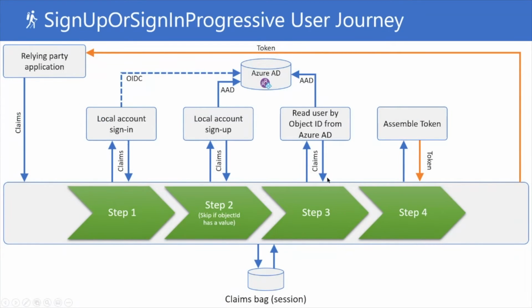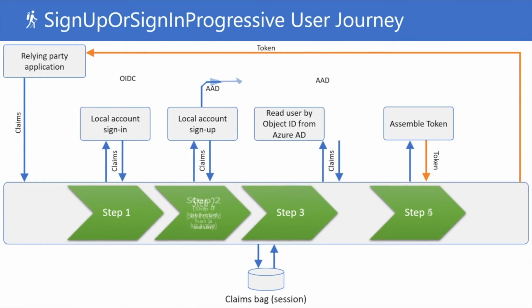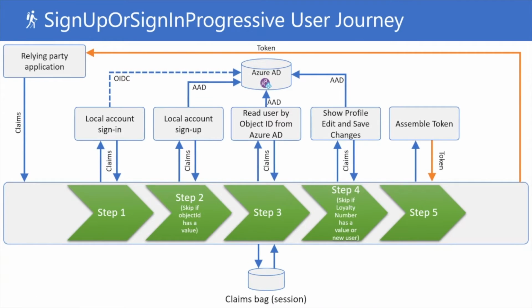So looking at the user journey that we started with, remember this illustration from earlier, what we've done now is we've inserted a new fourth step that shows the profile editing self-asserted technical profile. That technical profile in turn will use a validation technical profile to write the updated user information back to the underlying Azure AD data store, which includes the new loyalty number claim value.